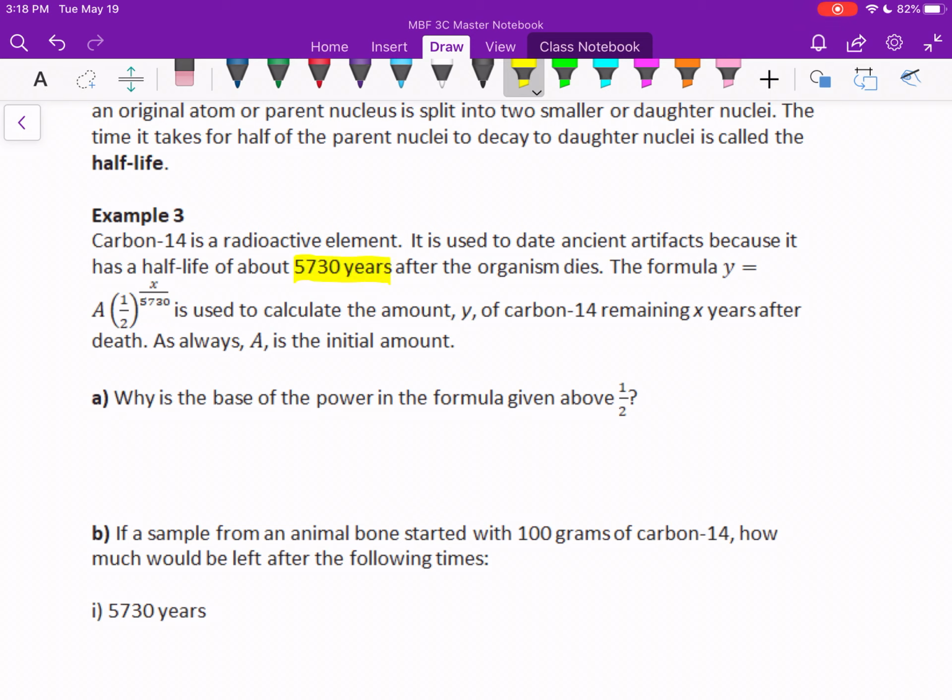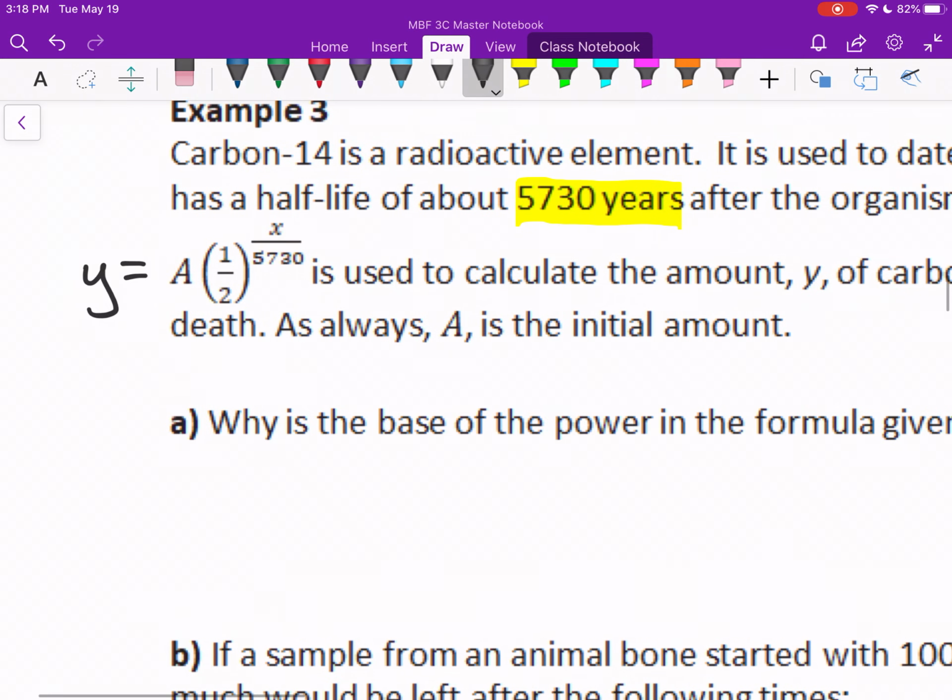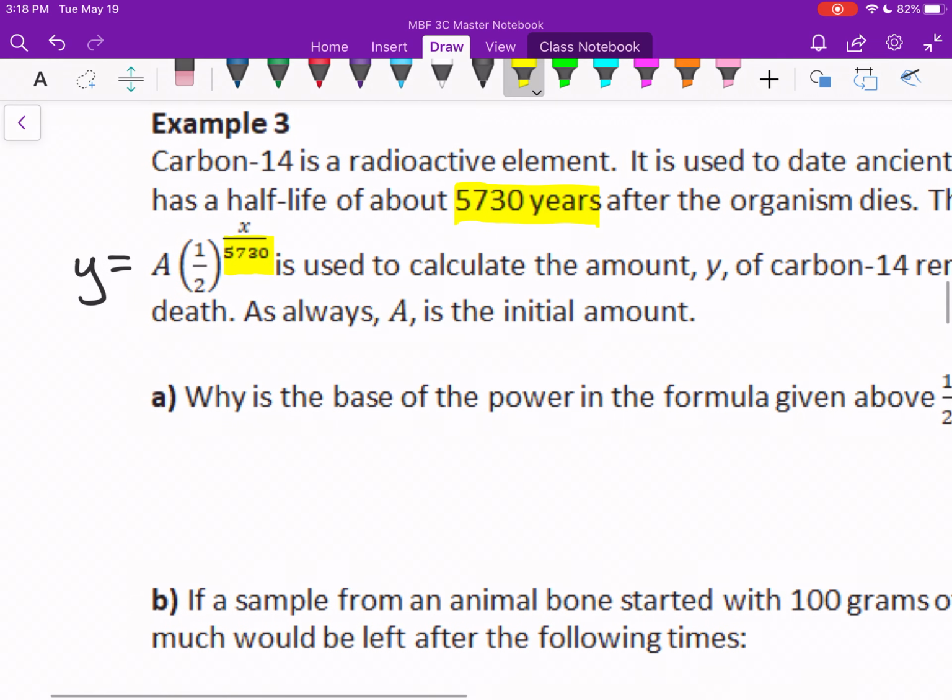For example, carbon-14 is a radioactive element. It's used to date ancient artifacts because it has a half-life of approximately 5,730 years after the organism dies. The formula is y equals a times a half to the exponent x over 5730. That 5730 is simply the time it takes for half of this carbon-14 to decay.